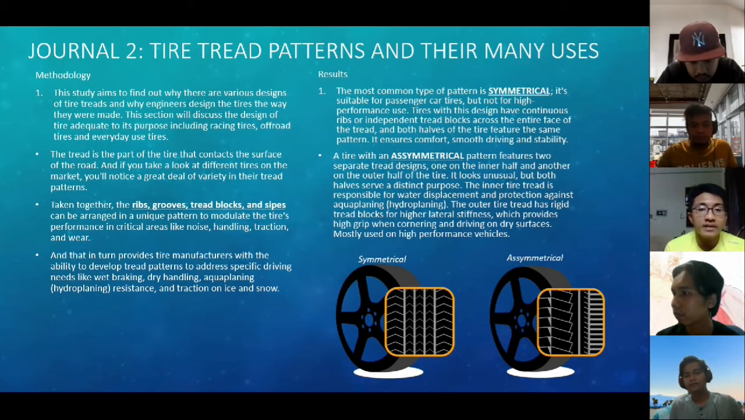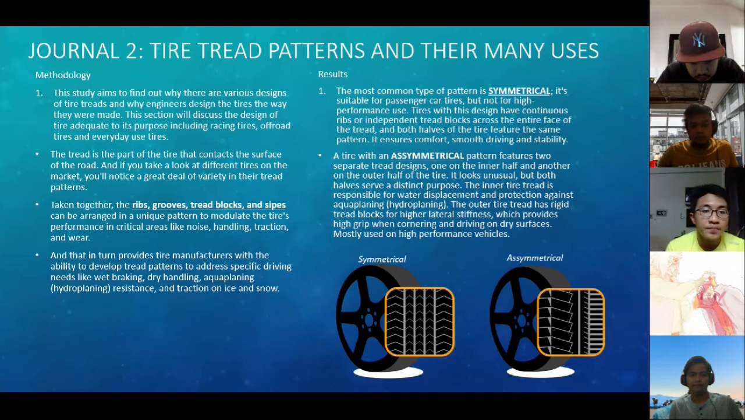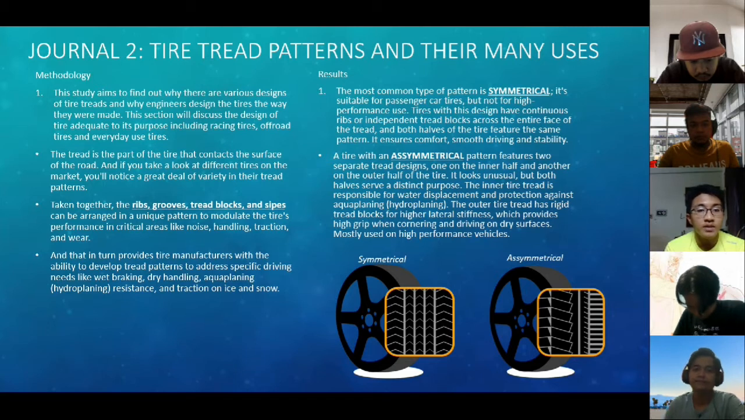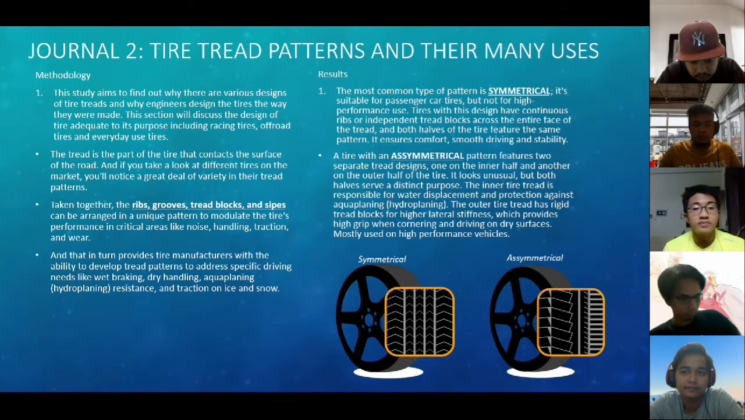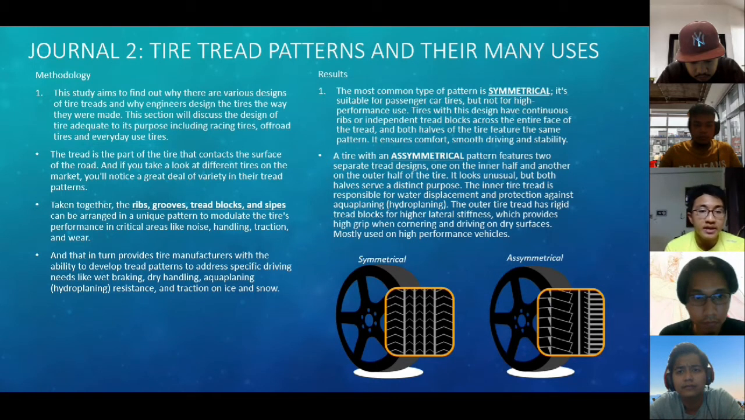If you take a look at different tires on the market, you'll notice a great deal of variety in the tread patterns. Taken together, there are grips, grooves, tread blocks and sipes, and they can be arranged in a unique pattern to modulate the tire's performance in critical areas like noise, handling, traction and wear. That in turn provides tire manufacturers with the ability to develop tread patterns to address specific driving needs like wet braking, dry handling, aquaplaning or hydroplaning resistance, and traction on ice and snow.